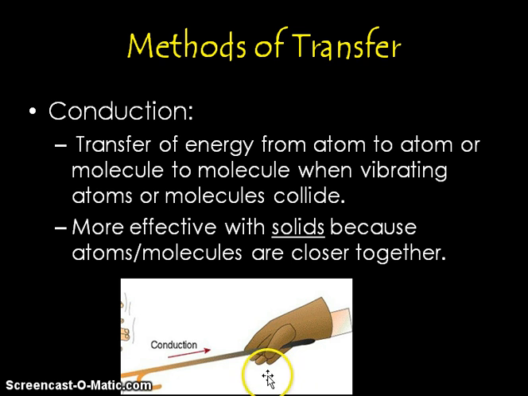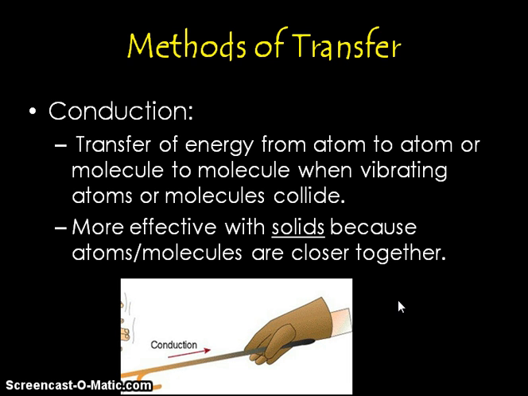So if you look here at this picture, we can see that this guy has this glove on because he's touching a metal rod that seems to be in some sort of fire. And if he touched that, he would feel that heat. That heat would be transferred to his hand. Now, hopefully you know already that conduction is more effective in solids because the atoms and molecules are closer together. And if they're closer together and they're vibrating and colliding and touching one another, that heat is going to be transferred a lot more quickly.